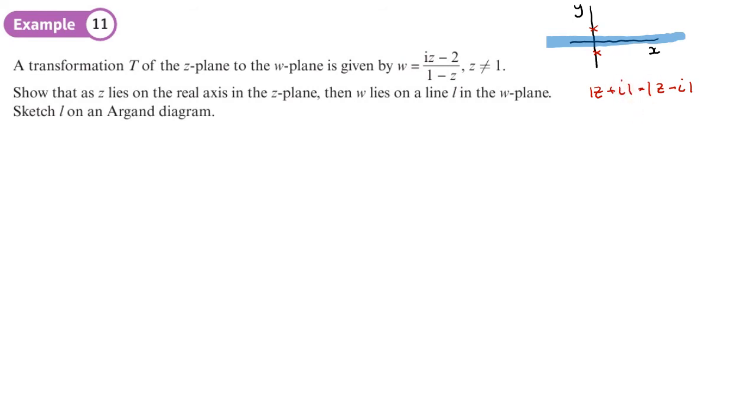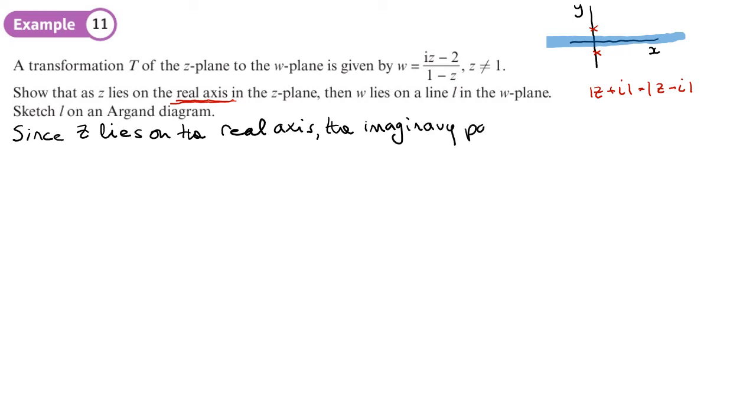Another way of thinking of this is that if z lies on the real axis, which is this blue line here, it means that the imaginary part of z equals 0. So we'll write that down. Since z lies on the real axis, the imaginary part of z equals 0. And that's what we're going to use to help us with this question.